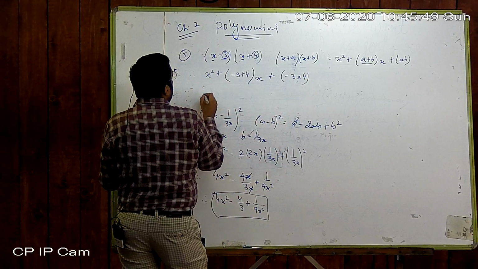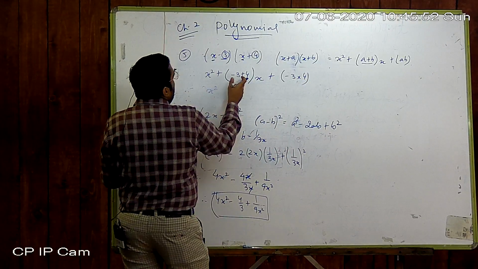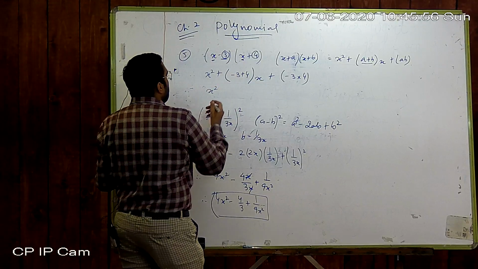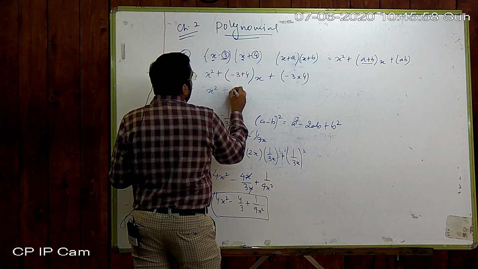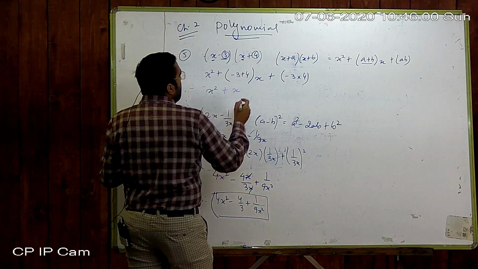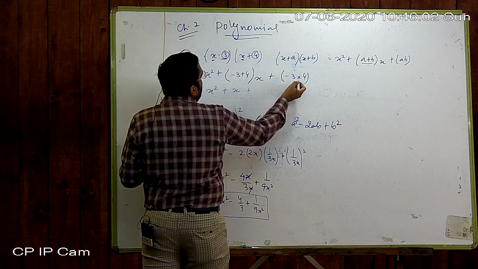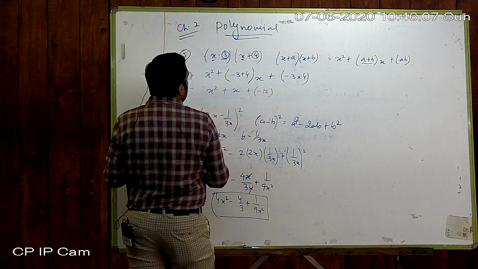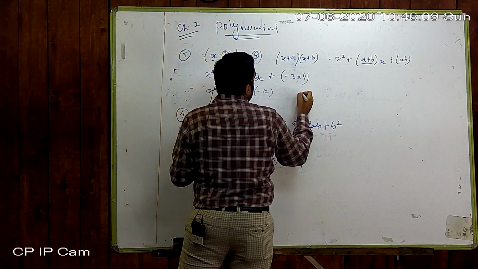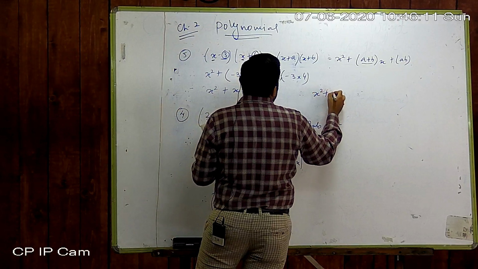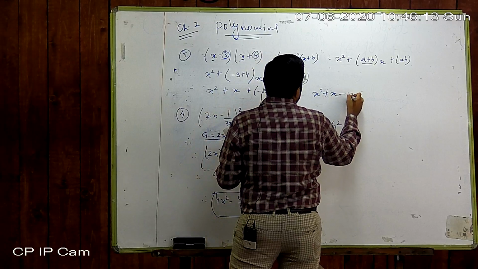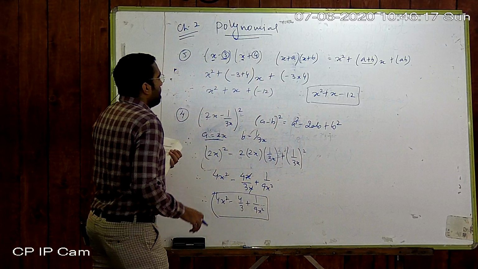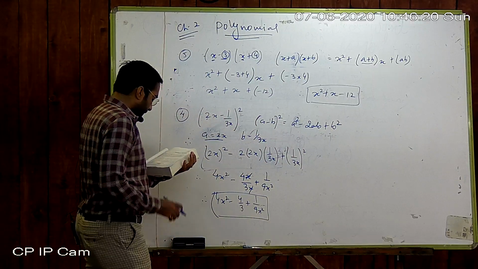So therefore my answer is x square plus, minus 4 minus 3 is 1, and bigger number is 4. Therefore my answer is 1x, 1x means x, plus 3 4s are 12, plus minus minus 12. Okay, then you can write as x square plus x minus 12. This is your answer.